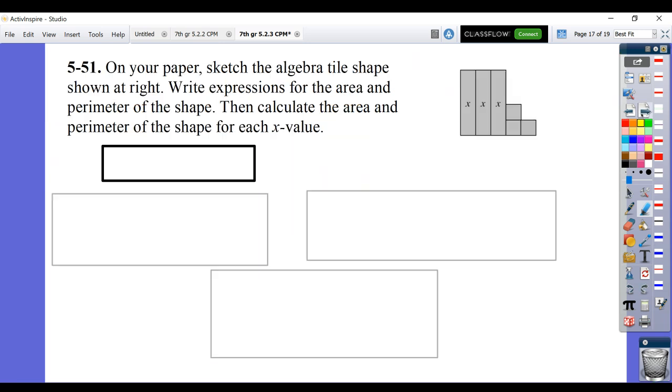All right. 551, they want you to sketch this algebra tile shape, write expressions for the area and perimeter, and then calculate the area and perimeter for the x values. So the x values are given to you. So you're going to have a couple of different answers here. You're going to have an expression for the area, an expression for the perimeter, and then they're going to give you x values, and you're going to find the area and perimeter with each of those x values as well.